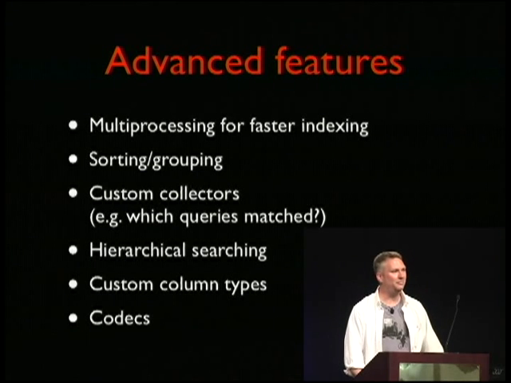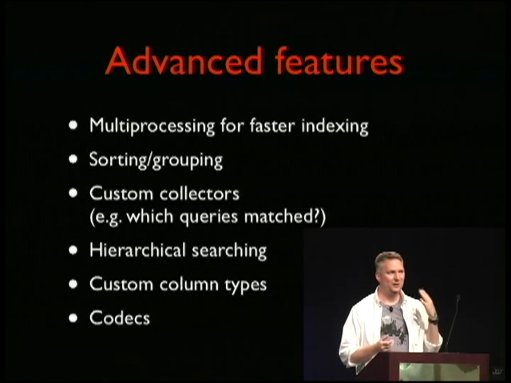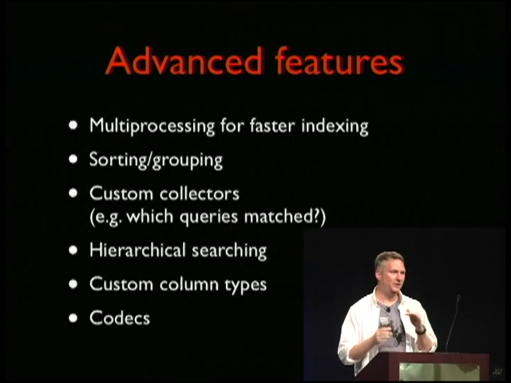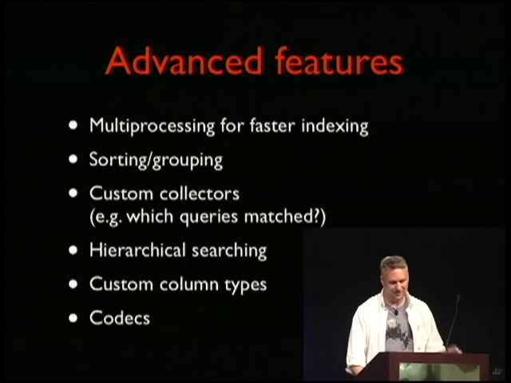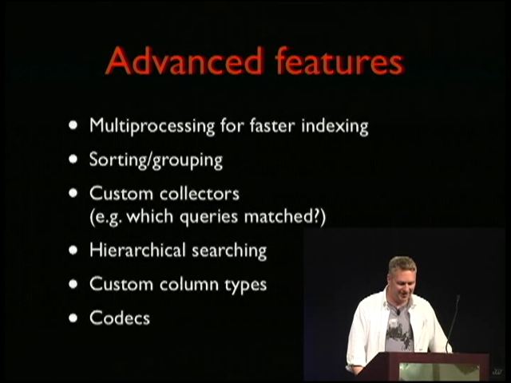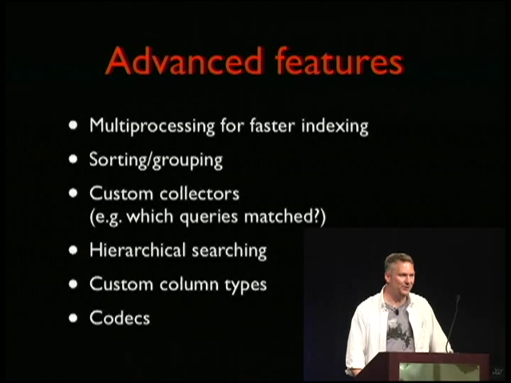Hierarchical searching, where if you have albums as a document and each song on that album as sub-documents, you can do queries like tell me all the albums that have songs with foo in the title. Or conversely, tell me all the songs with foo in the title that are part of albums with bar in the title. So that's something that I've added, and I'm hoping to play with more and expand and make easier to use soon.